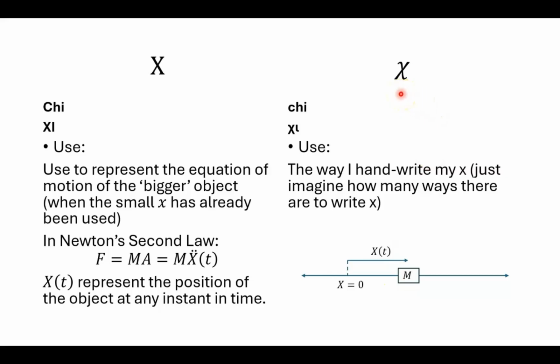And the lowercase x, or chi in this case, is the way I handle my x. Just imagine how many ways there are to write x. So personally, I like to add a stroke here and also a stroke here. This way, I can distinguish my x from the multiplication symbol, especially in vectors where you have a cross product.